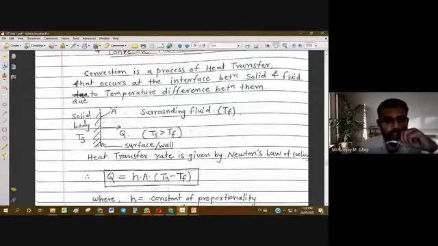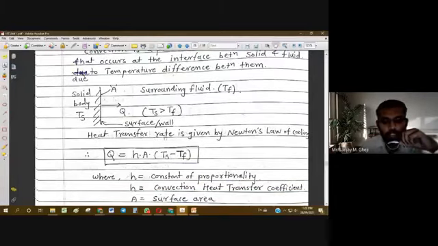Let us say some solid surface is there at temperature Ts, and it is surrounded by a surrounding fluid at temperature Tf. Ts greater than Tf, so heat transfer will take place from solid to surrounding fluid. That will be by convection, and this is the surface area of solid.